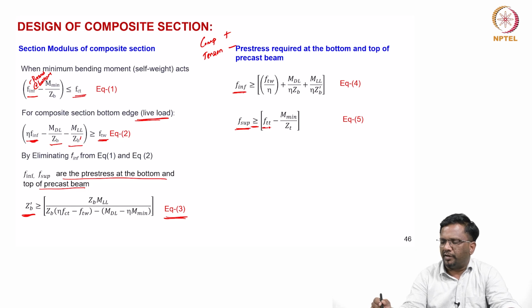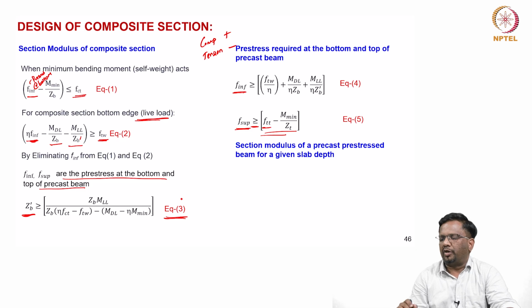And FTT is the stress at the top fiber during transfer, minus M minimum by ZT, which will be the stress coming from self-weight, and that will induce some compressive stresses. So with this net, we have to make sure that the stress at the top of the precast beam is greater than or equal to these values, right?